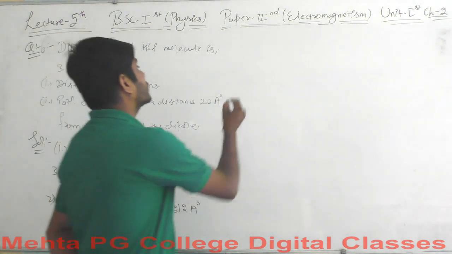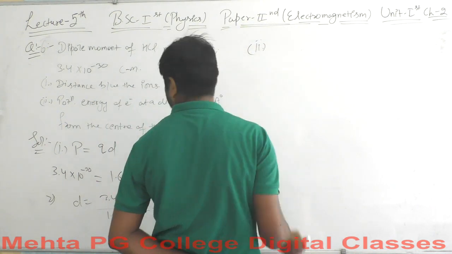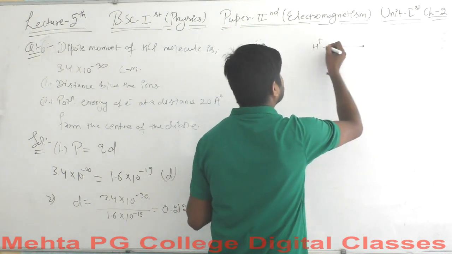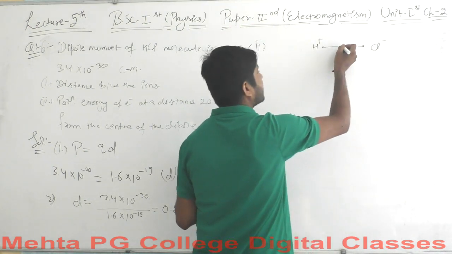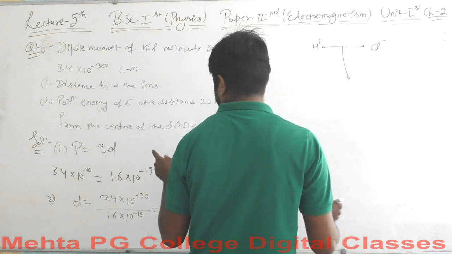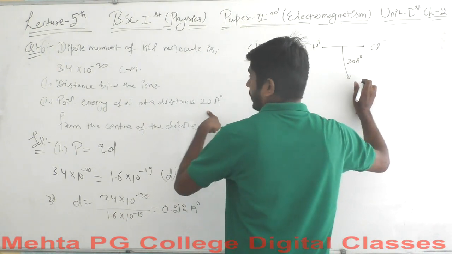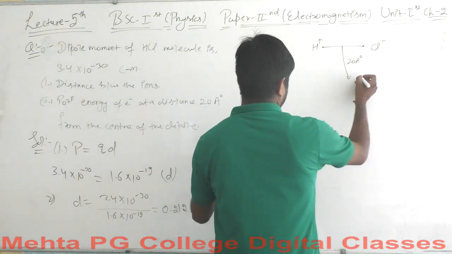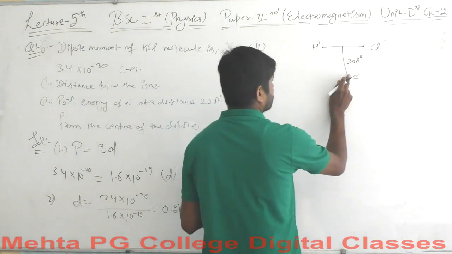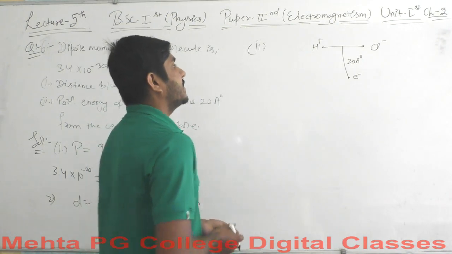So we have calculated the first part here. Let's find out the answer for the second question. The second question says that a point P is situated. Let's say the molecule has this H plus here and this Cl negative here. It says that an electron is situated at a distance, this distance is 20 angstrom here, and we calculate the potential energy of this electron. Let's say the electron is at some point here, about 20 angstrom away.